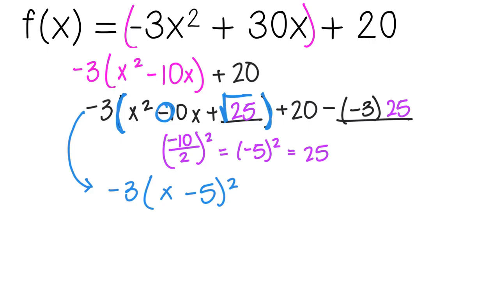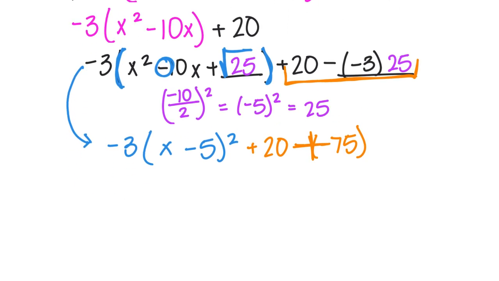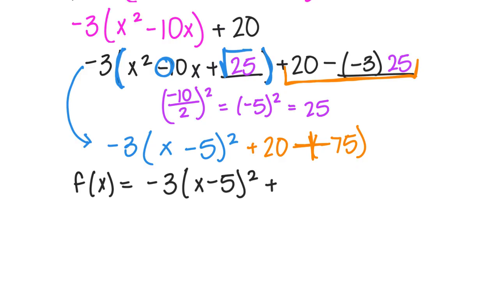Okay, I did the first part. Let me go ahead and do my last part. So this last part here is going to be that back end. I'm going to have plus 20 minus negative 75. I'm just going to change that to a plus sign and solve. I'm going to have f of x equals negative 3 times x minus 5 squared plus 95, and that's my answer. Okay, this entire thing is my answer, and then let's go ahead and find what we have to.